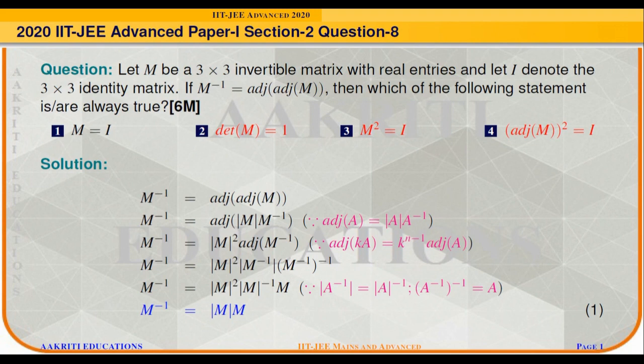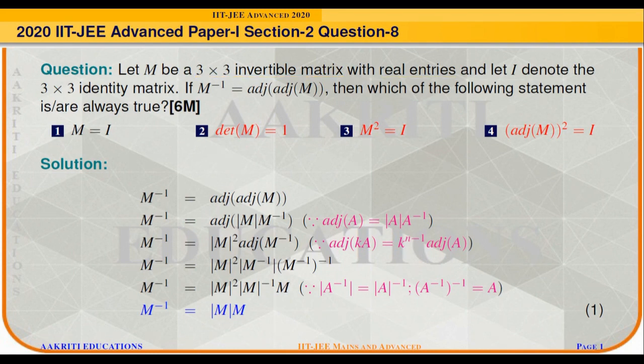Now first, if we analyze the question, it is given that M is a 3 by 3 and invertible matrix. It means M inverse will exist. It is also given that M has all the real entries. It means M inverse will also have all the real entries and determinant of M will also be a real quantity.